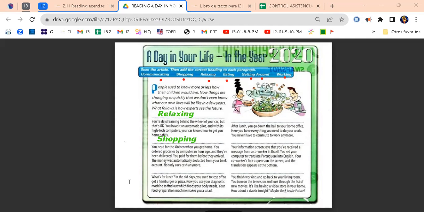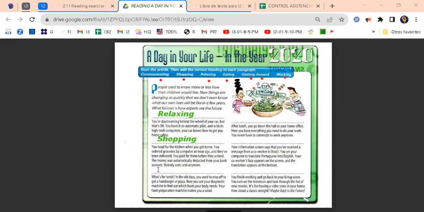Do we use a diagnostic machine to find out which foods your body needs? Do we have one? ¿Tenemos alguna? I don't know. Maybe they are hungry there. They want to eat something. But do we have a machine, or just our stomach, nuestra pancita cuando nos pide comida? But it says that in 2020 we're going to have a diagnostic machine to find out which food your body needs. Do we have it? I don't know. No, I don't think so. No, me neither. Okay, so which could be the heading for this paragraph?